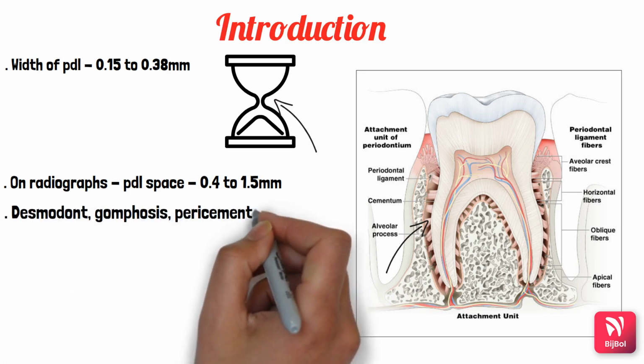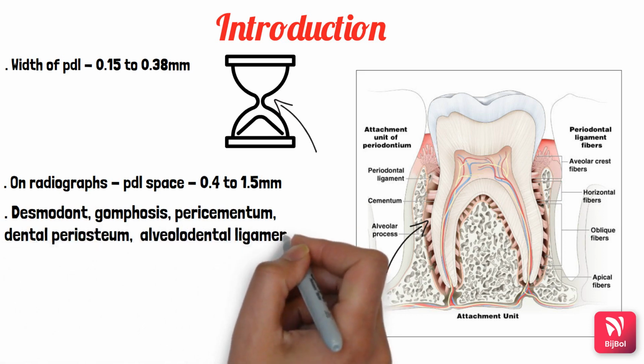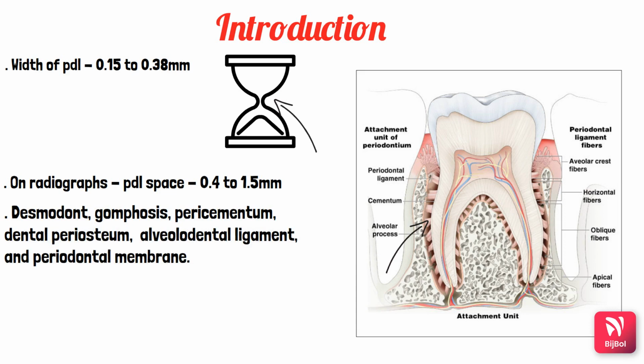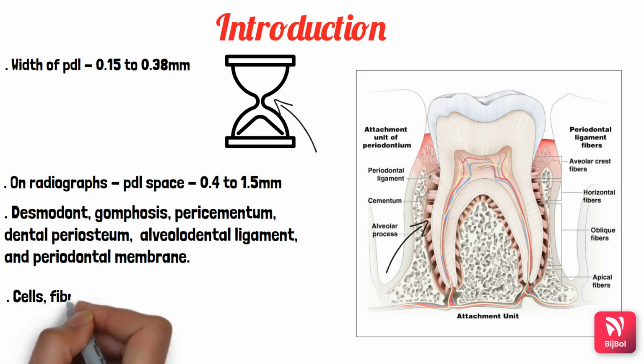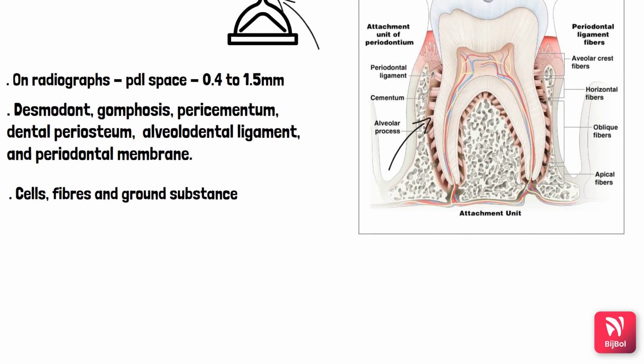The periodontal ligament is called by various names like desmodont, gomphosis, pericementum, dental periosteum, alveolo-dental ligament and periodontal membrane. These are all various terminologies given for the periodontal ligament. It is basically a fibrous connective tissue and it is highly cellular. It contains cells, and along with cells it contains extracellular matrix which contains fibers as well as ground substance. Now let's see how a periodontal ligament is formed, that is, the development of the periodontal ligament.